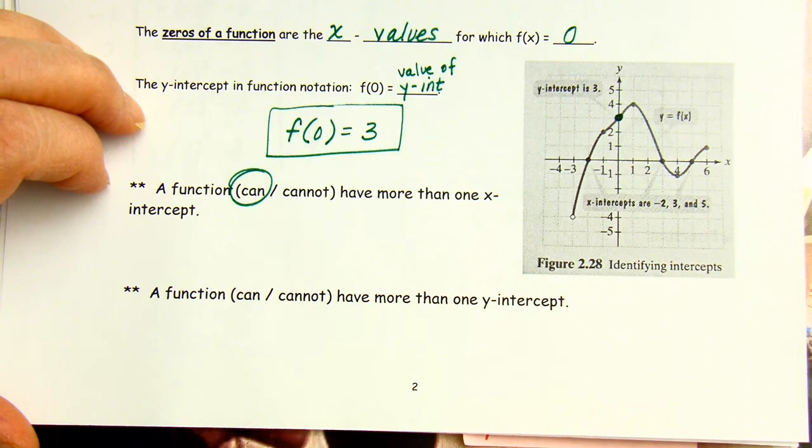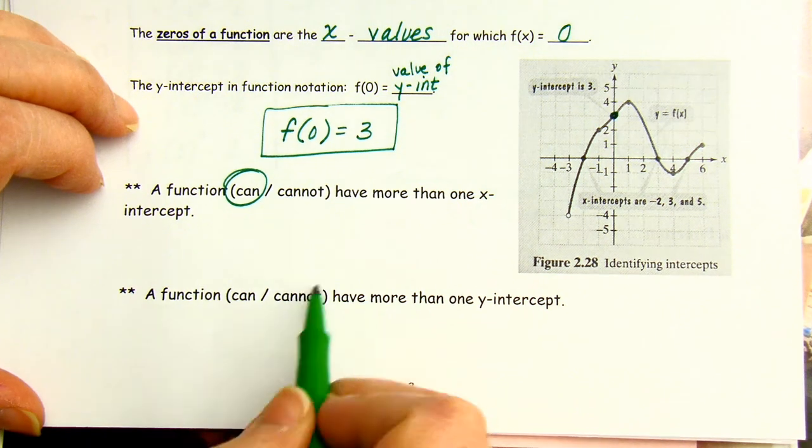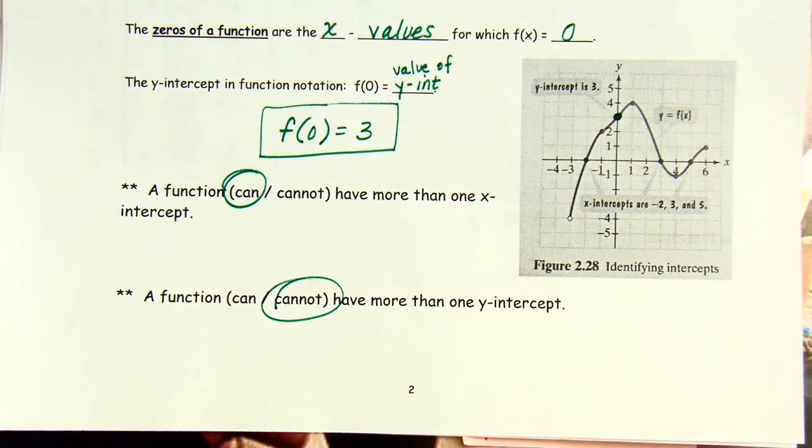The final question here. A function can or cannot have more than one y-intercept. And you have to say, it cannot. If it has 2 y-intercepts, it's not a function. It fails the vertical line test. And you'll have the same x being paired with 2 different y's.